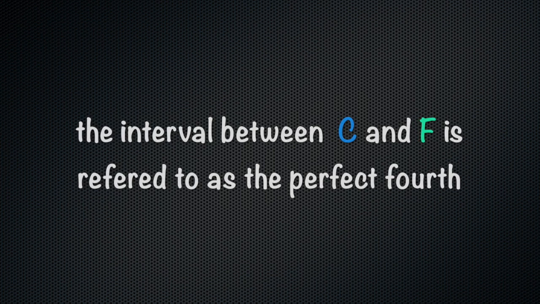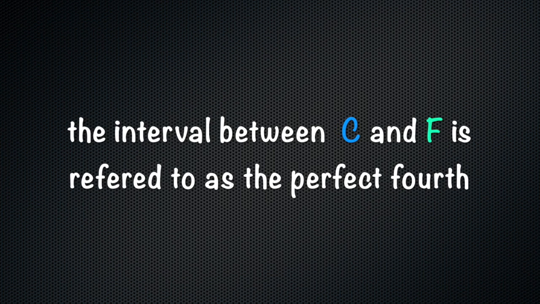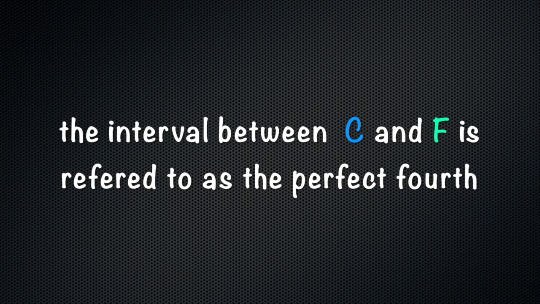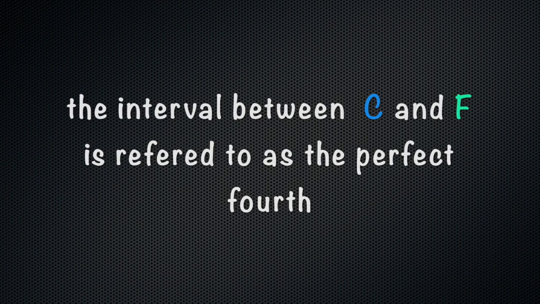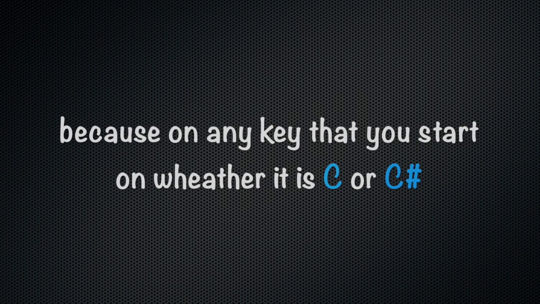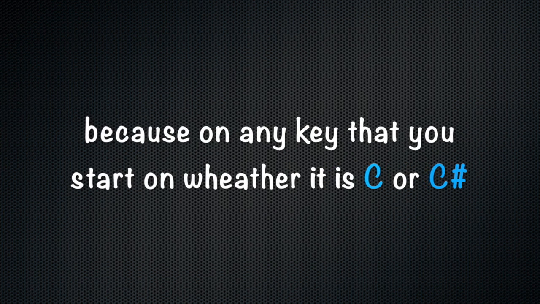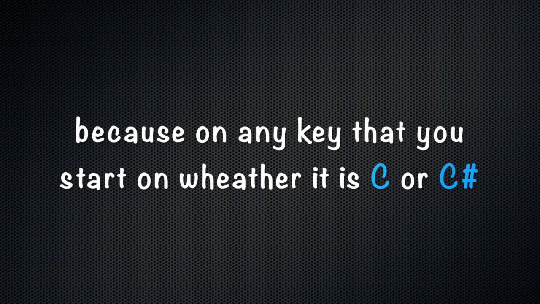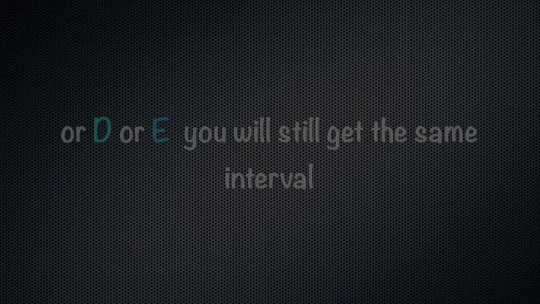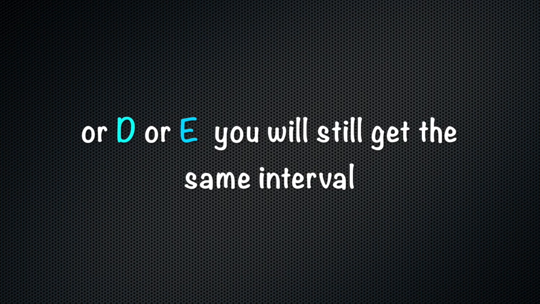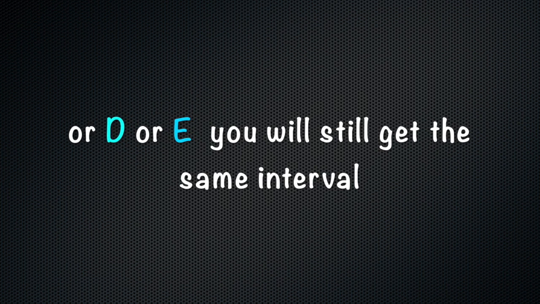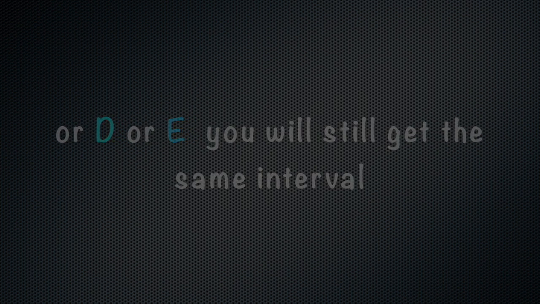Let's move on. The interval between C and F is referred to as the perfect fourth. Why is it a perfect fourth? Why do we use the word perfect? It is because on any scale, on any key that you start from, whether it is C or D or D sharp or E, you still get the same interval between them.